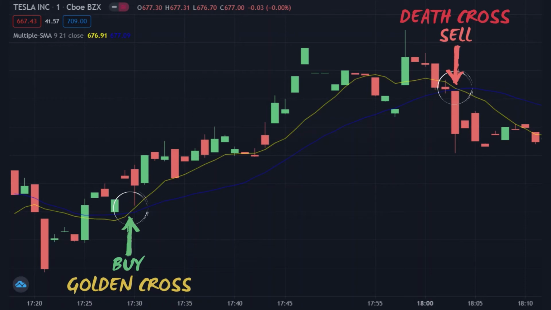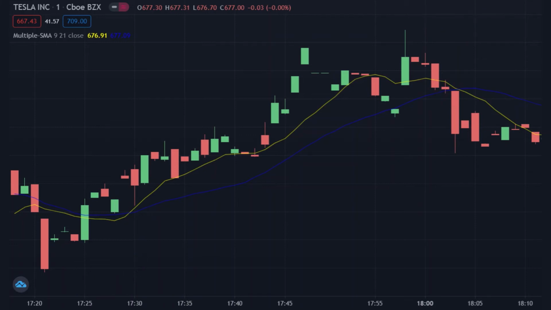Conversely, when the short-term 9-period SMA crosses below the long-term 21-period SMA, it produces a sell signal and is referred to as a death cross. While this seems pretty straightforward, there are a few things to keep in mind.